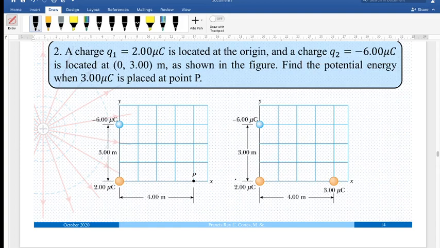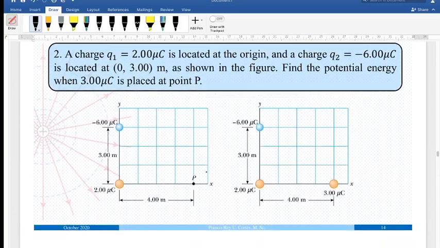Okay, so let's move on to sample problem number 2. A charge Q1, which is equal to 2 microcoulomb, is located at the origin, and a charge Q2, negative 6 microcoulomb, is located at 0.3 meters on the y-axis as shown in the figure. Find the potential energy when 3 microcoulomb is placed at point P.